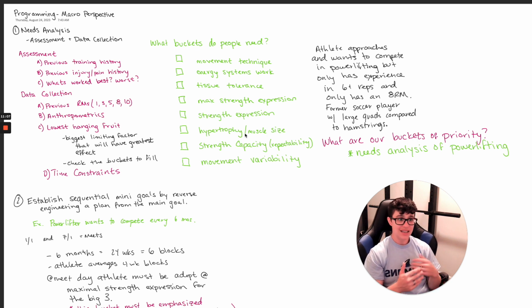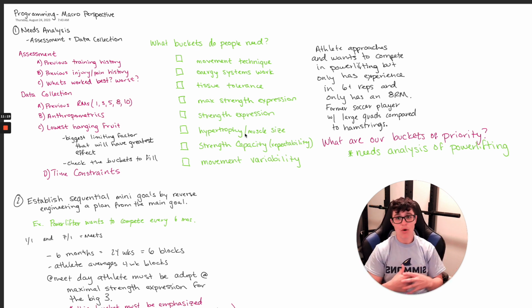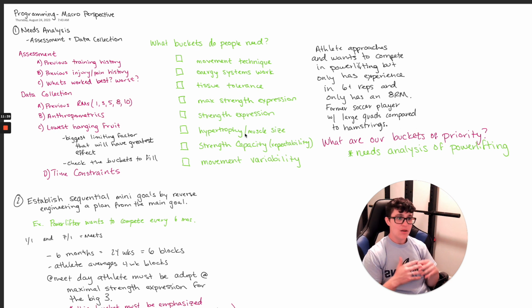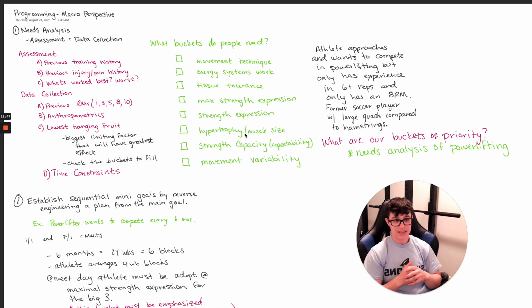So let's talk about the needs analysis of powerlifting, B, where we want to go. And then let's also talk about A, where this person is. They're a soccer player who's probably been a bit more aerobically trained than anaerobically trained. So we're going to probably want to incorporate some sort of energy systems work. Now, this is an example where specifically I would probably move towards that strength capacity, start getting them into being able to repeat their strength. But we're going to need to cross-reference both of these things in order to meet in the middle on where our buckets of priority are for this athlete.